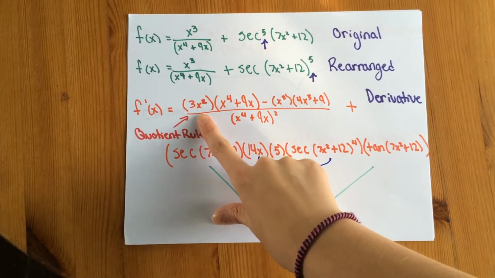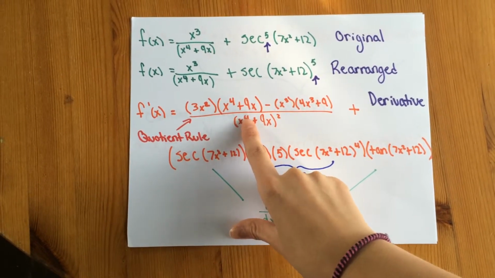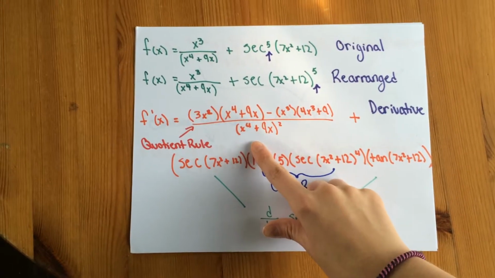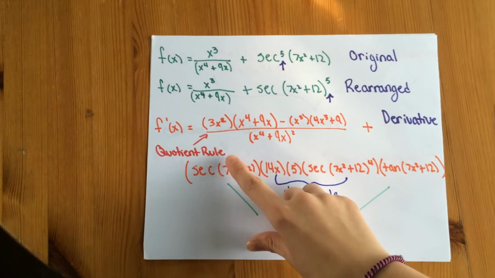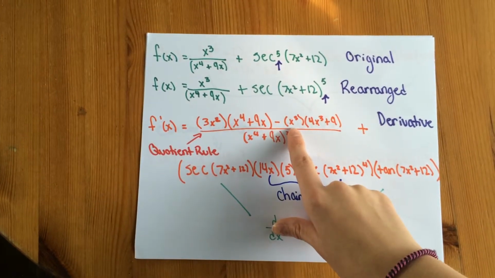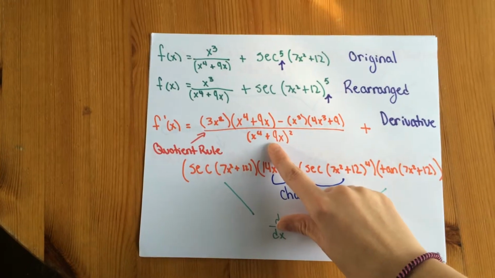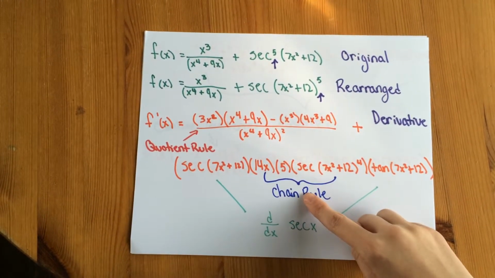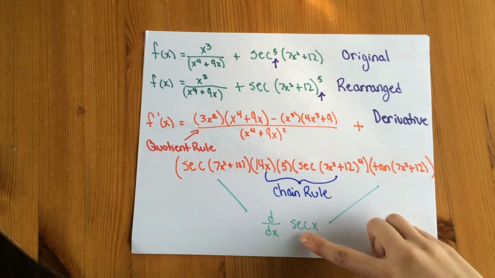This is 3x squared times x to the fourth plus 9x minus x to the third times 4x to the third plus 9 over x to the fourth plus 9x squared. And this expresses the quotient rule, which is f prime of x times g of x minus f of x times g prime of x over g of x squared. And then we have plus the chain rule times the derivative of secant of x.